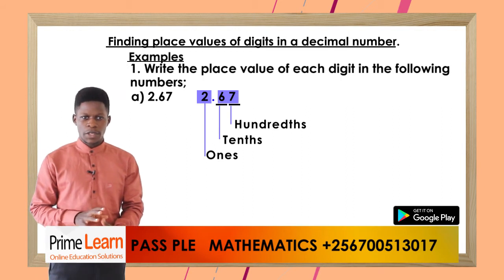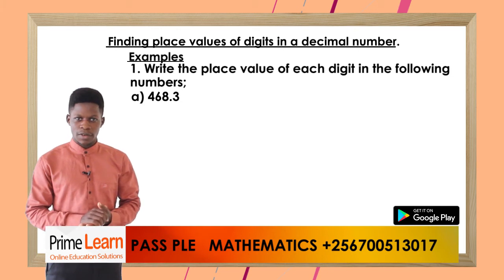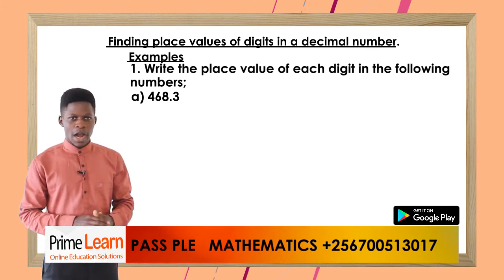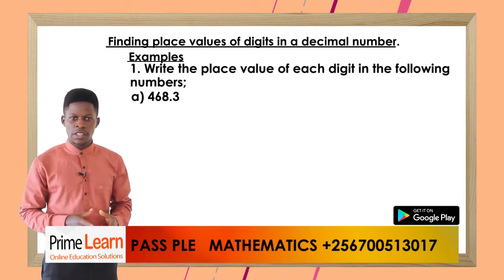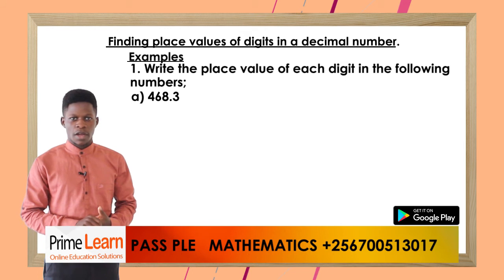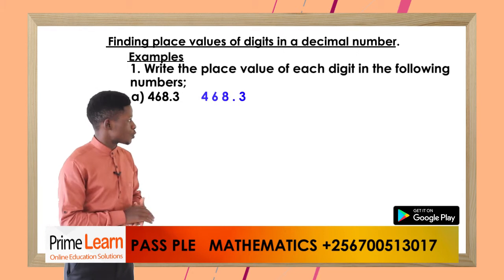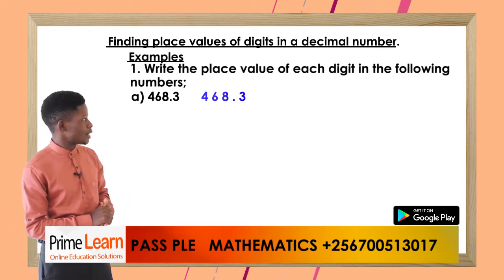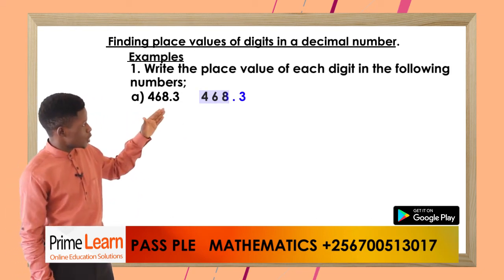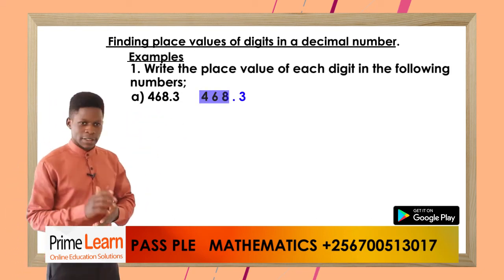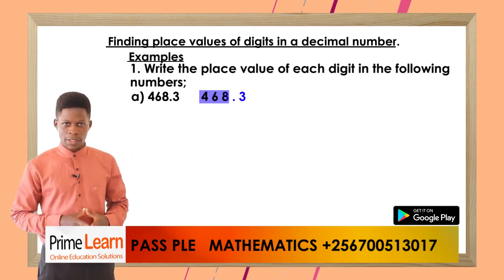Our next example is having 468.3. And remember, they have told us to write the place value of each digit in this number. What we're going to first do is always to rewrite the number given. So we are going to write that number given again. After writing it again, we shall identify the whole number part. So the whole number part is right here and it is having 3 digits. It's having 4, 6, and 8.